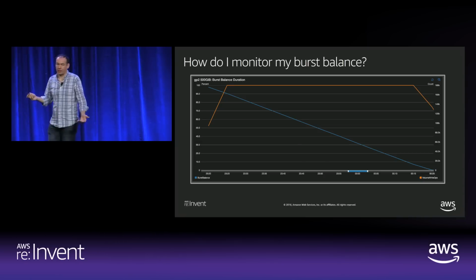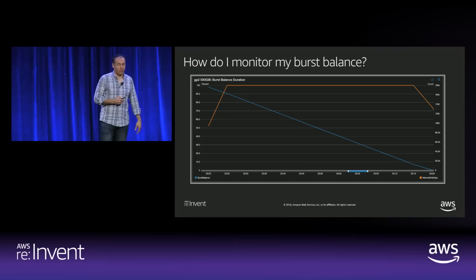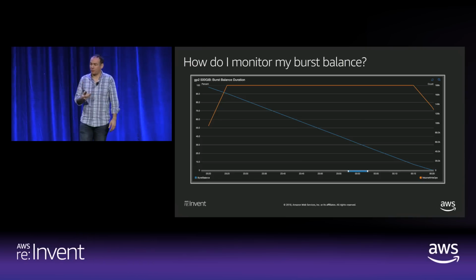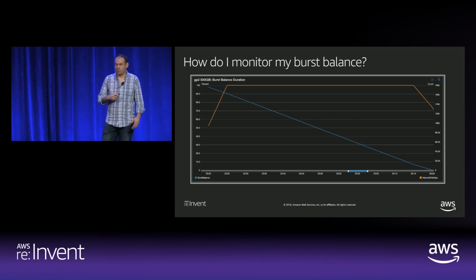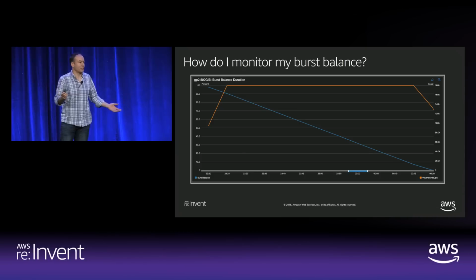So here's the easy way to do it. We've now got a burst balance metric. This is expressed as a percentage of your burst bucket so that you can figure out how much you're using. In this example, I used a benchmark. Benchmarks are great because they show you maximum performance. Benchmarks are terrible because they don't represent your workload.